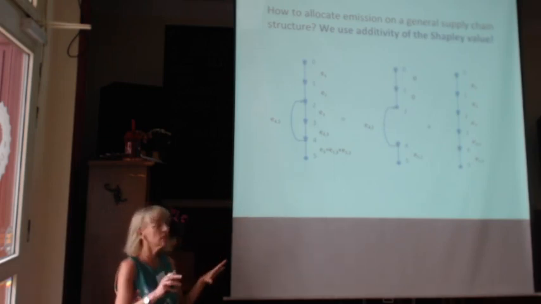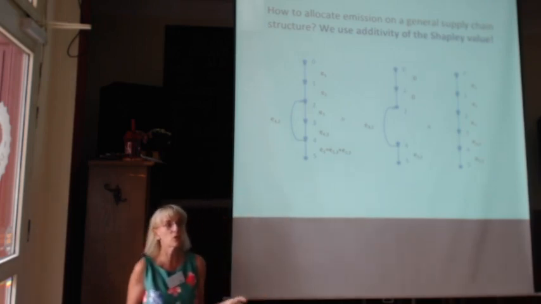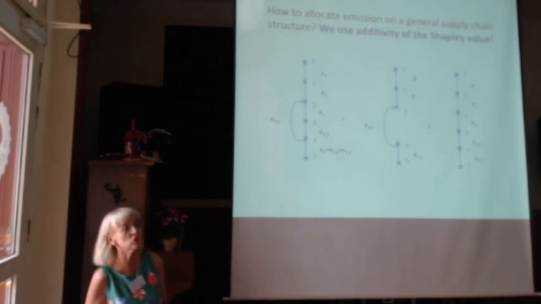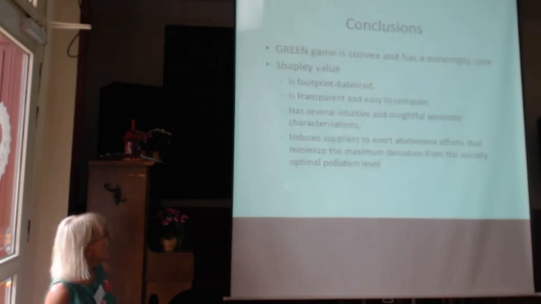And so we can use this property of the Shapley value when we are looking at more complex graphs, to split the graphs into different tree graphs and allocate the emissions according to their origins and their use. And so this is more or less what I wanted to present.